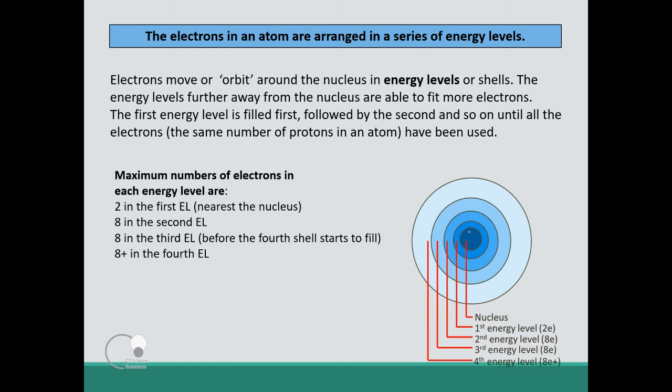So as we said, the electrons are whizzing around the outside, but they're actually in energy shells. So we have 2 in the first energy shell, 8 in the second energy level or shell. Sometimes we call it energy level and sometimes we call it energy shell. So we've got 2, then 8, then 8, and we're going to fill it from the inside, okay? 8 in the third shell, and then 8 plus in the fourth shell, okay? So these are the electron levels.